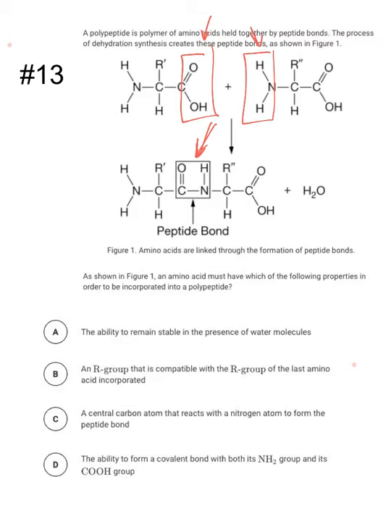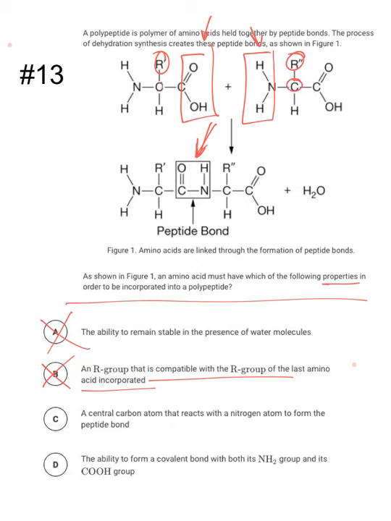Which of these properties then should we select? Is it the ability to remain stable in the presence of a water molecule? No, that's not a property of an amino acid. Is the R group compatible with an R group of the last amino acid incorporated? Remember, R groups have nothing to do with the sequence of amino acids, so it's not going to be our R group. Is it going to be a central carbon atom that reacts with a nitrogen atom?